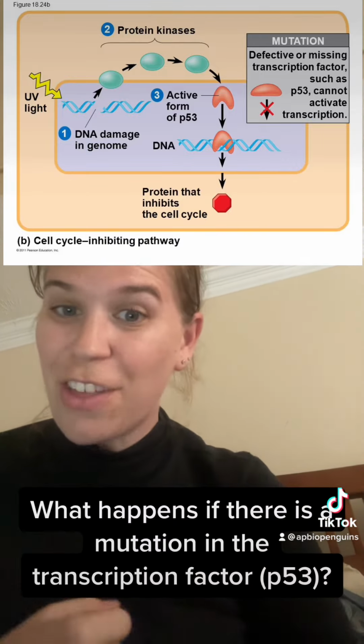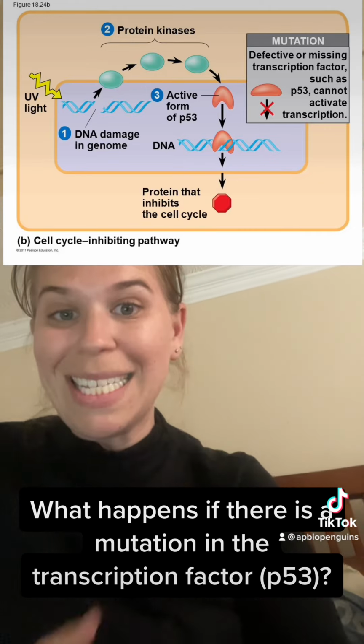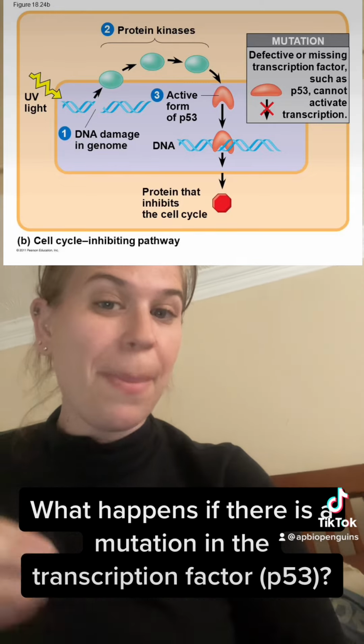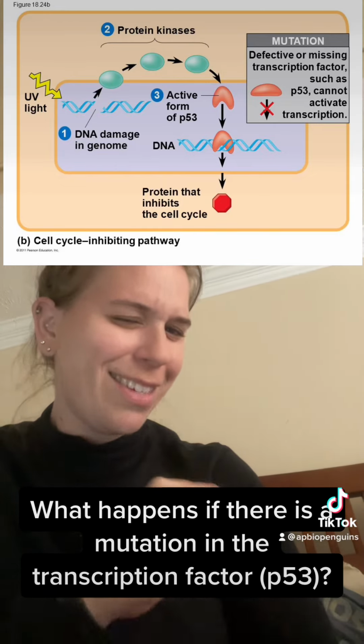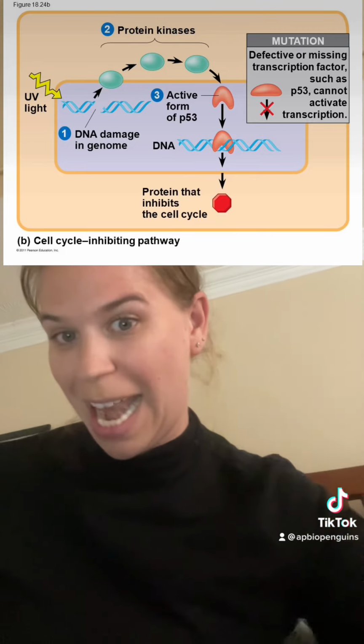But if there's a mutation to P53, then P53 will not bind to the DNA. It will not make that protein. And so if you can't make the protein that stops the cell cycle, then you're going to go through the cell cycle with damaged DNA.